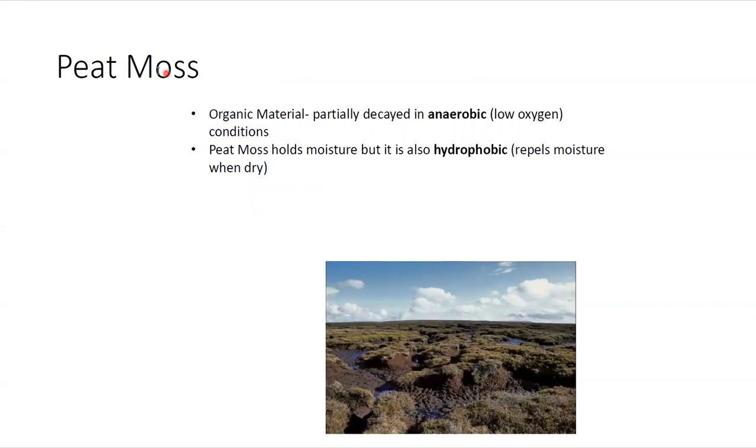The primary one that's used is peat moss. It's partially decayed in anaerobic conditions, low to no oxygen. Typically, we find these in bogs in the upper northern hemisphere. Canada, Greenland, there are a lot of peat bogs in those regions. Essentially, the peat grew and grew, and then it's decaying, but in the absence of oxygen or with very little oxygen, so it only partially decays.